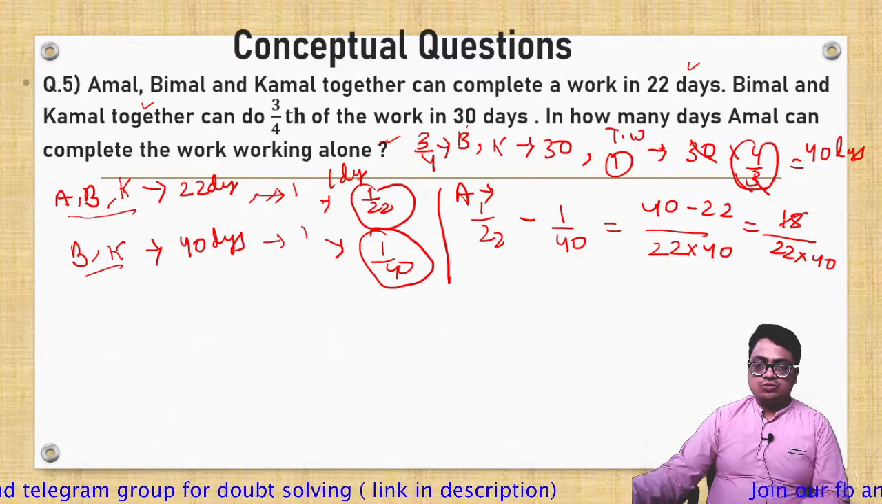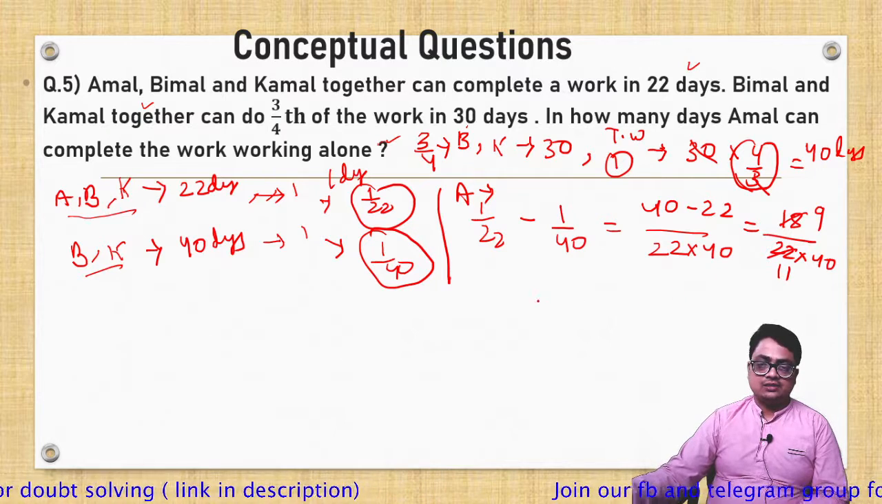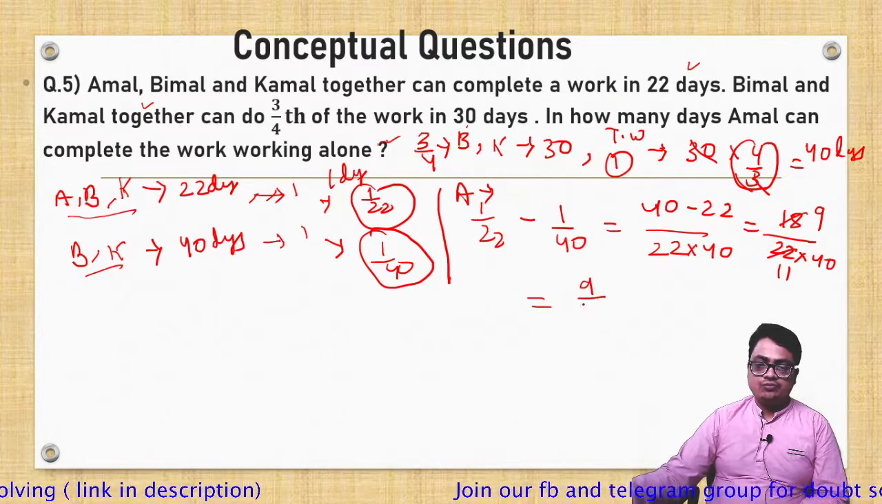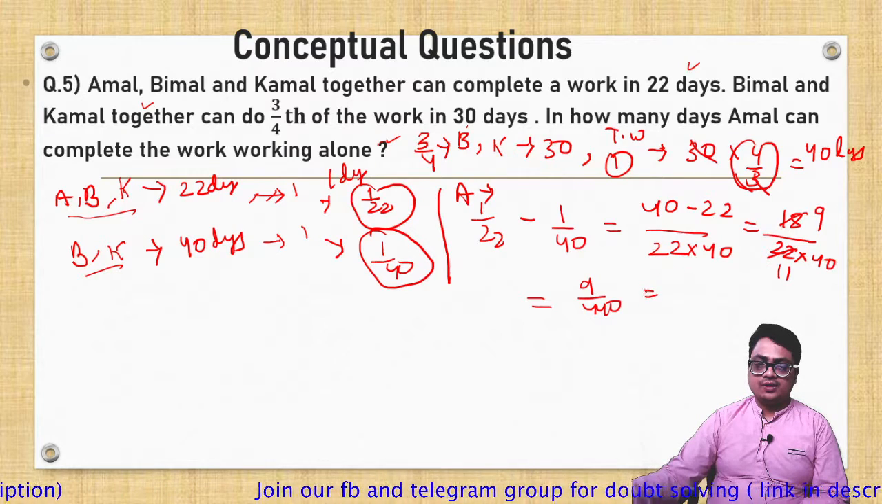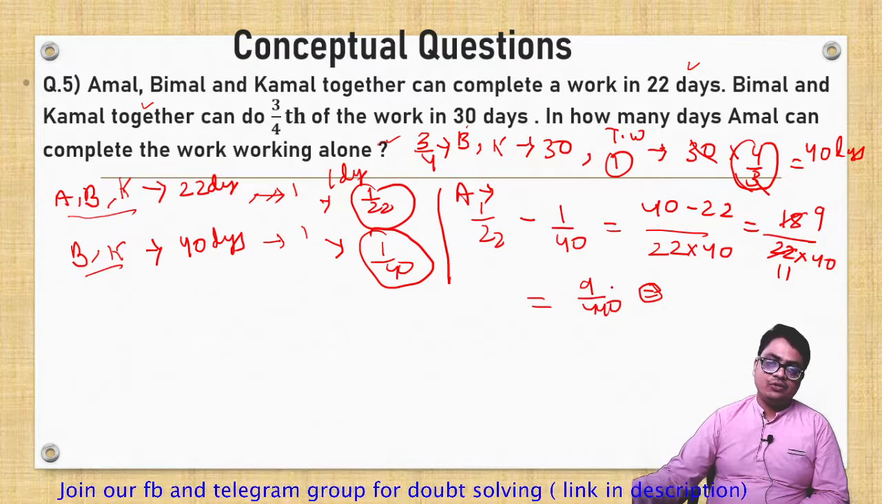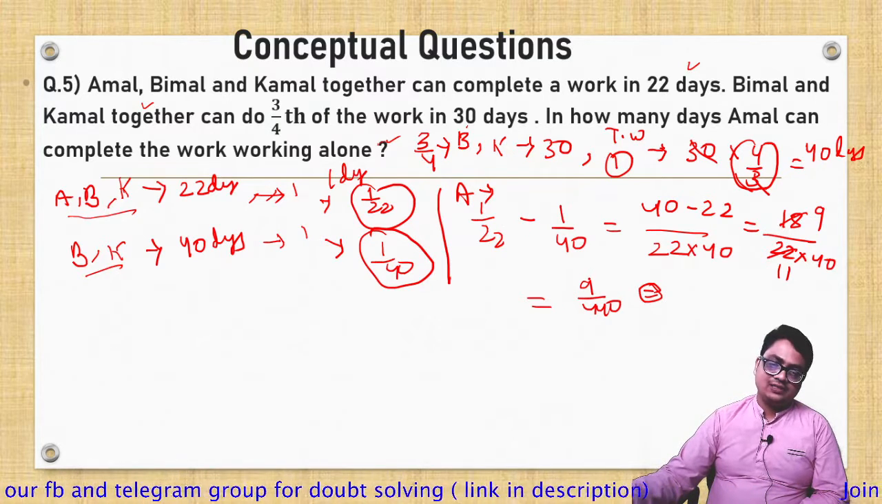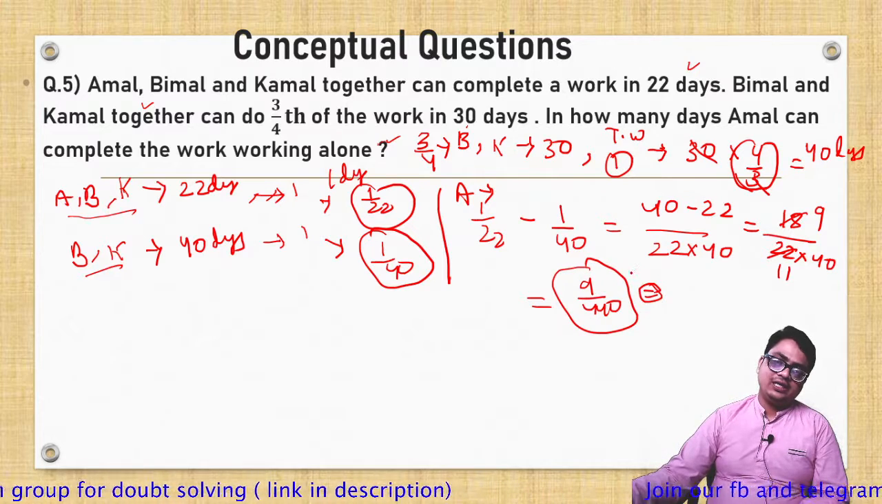Two 9s are 18, two 11s are 22. So this will be 9 by 440. They are doing 9 by 440 of the work in one day. This much fraction they are doing in one day.